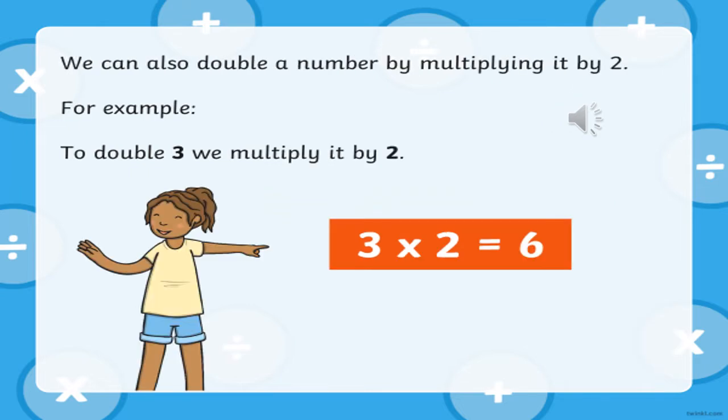Now, the second way to double a number is by multiplying the number by 2. For example, if you need to find the double of 3, we can multiply the number 3 by 2. So 3 times 2 is equal to 6.